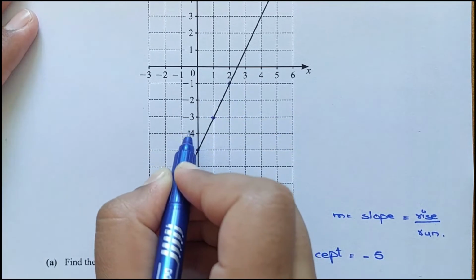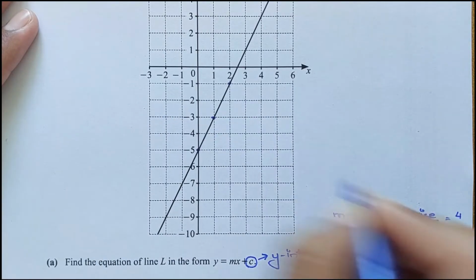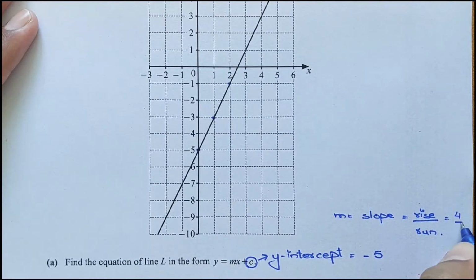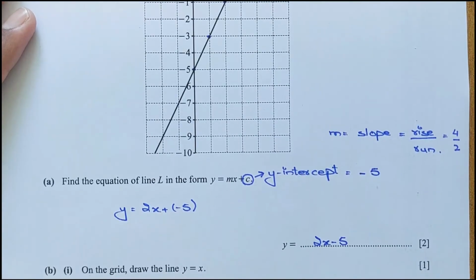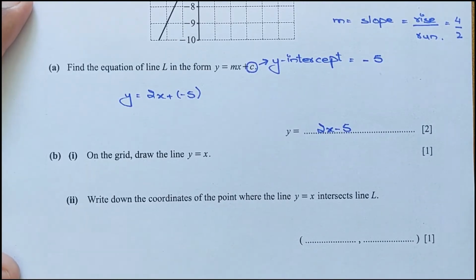The rise is 1 unit, 2 units, 3 units, 4 units. The rise is, let's say, 4 units and the run is 1 and 2 units. So the run is 2. So 4 by 2 is 2. So the slope is 2 and the y-intercept is -5. I hope this makes sense now.